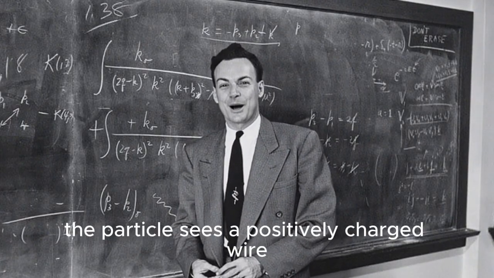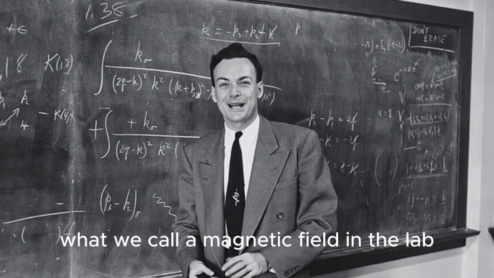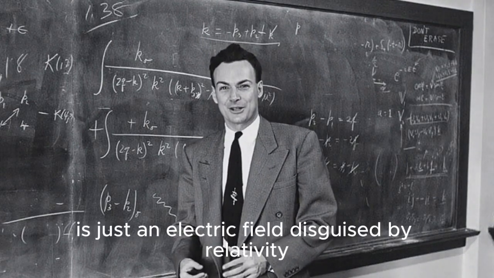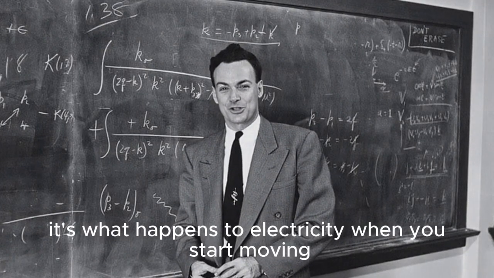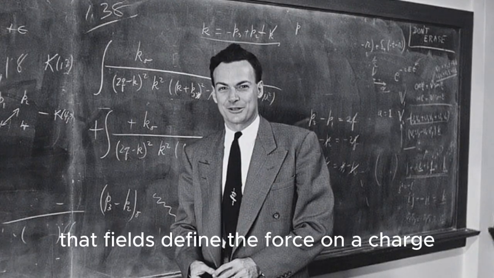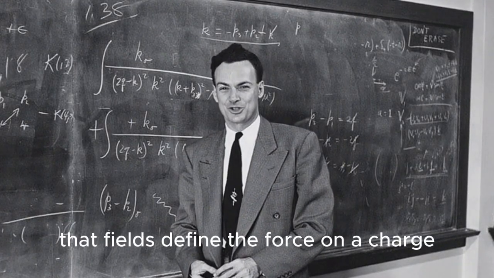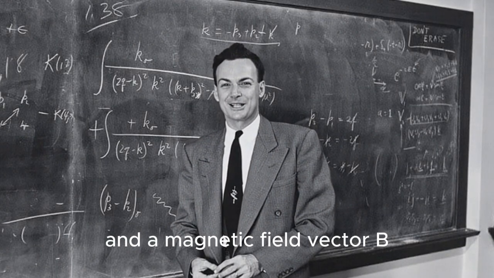The particle sees a positively charged wire and wants to hug it. So what we call a magnetic field in the lab is just an electric field disguised by relativity. It's what happens to electricity when you start moving. This connects back to our vector field. We said earlier that fields define the force on a charge. We have an electric field vector E and a magnetic field vector B.